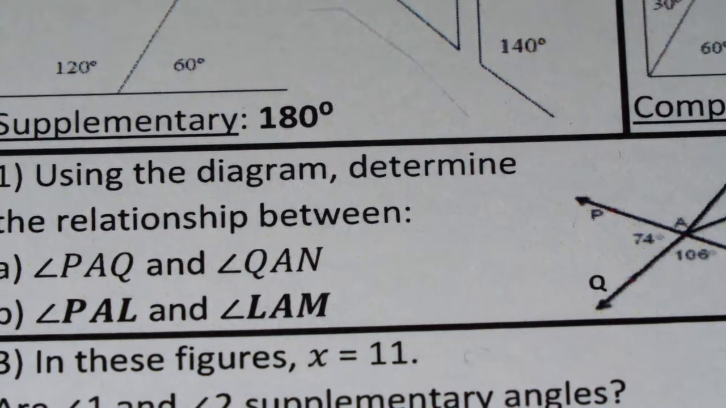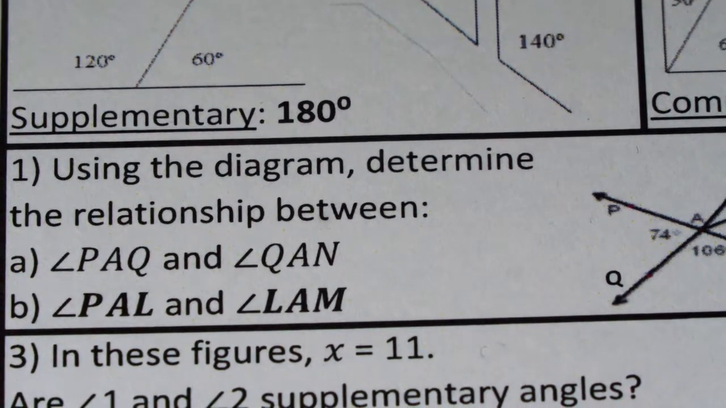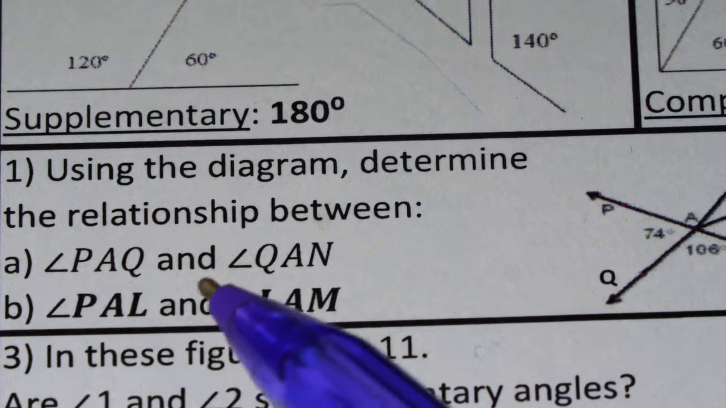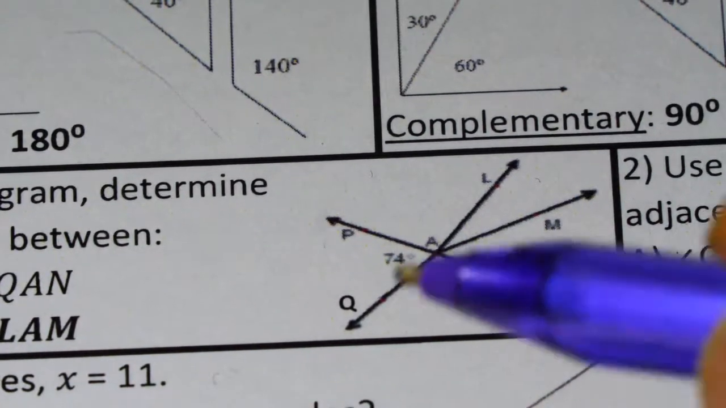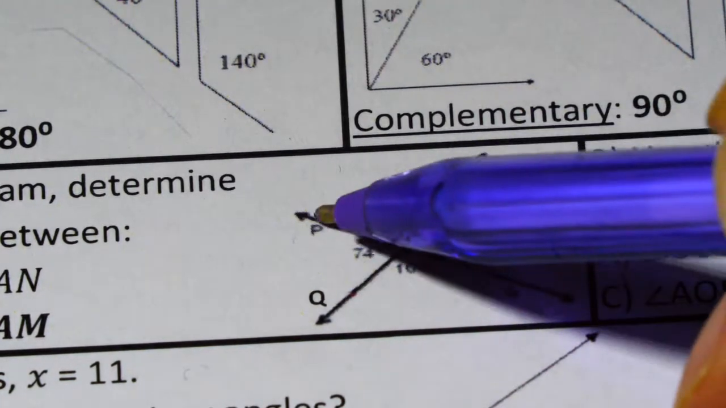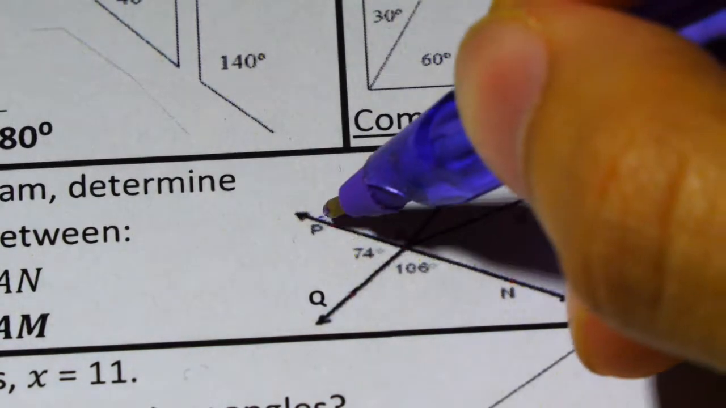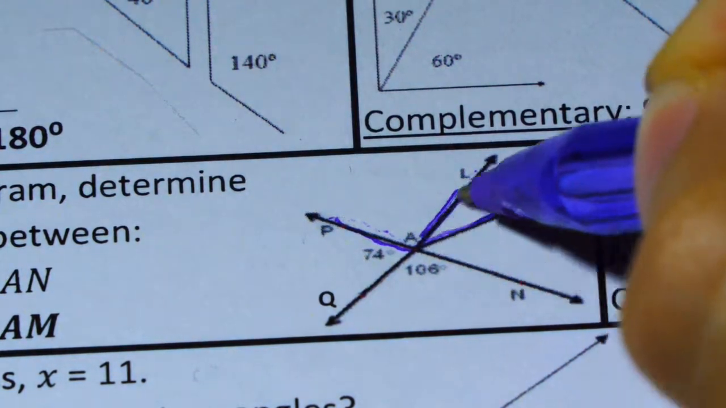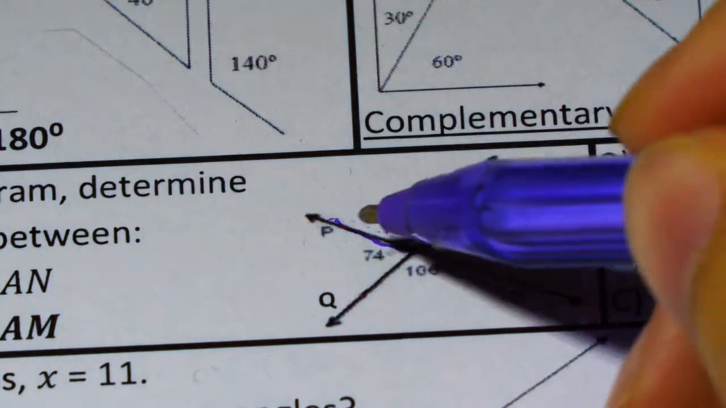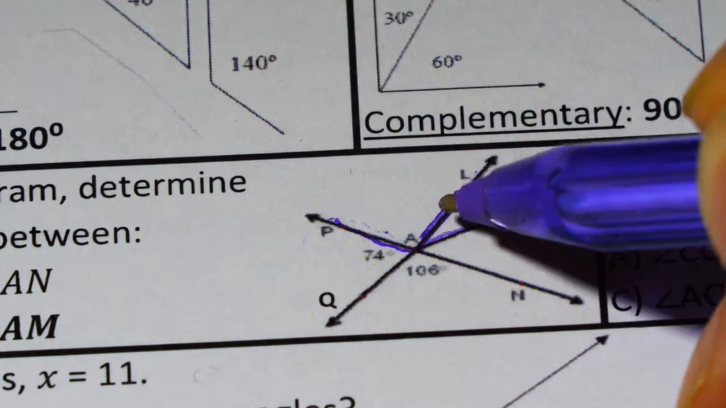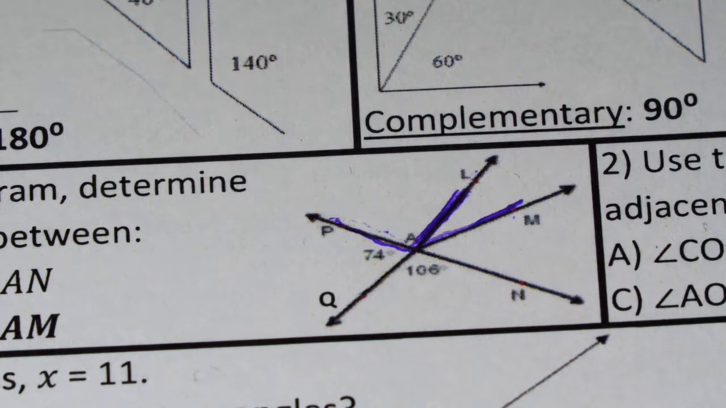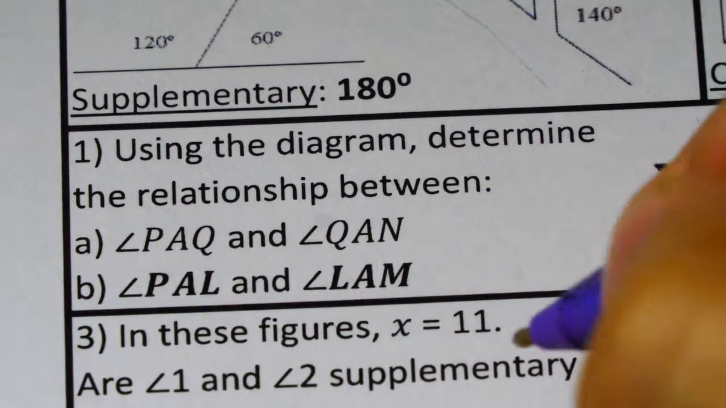Okay, so question number 1. Using the diagram, determine the relationships between. Okay, let's do question B first. Angle PAL and LAM. PAL is here and LAM is here. So if you see PAL and LAM, they are both sharing the same line here. This means they are adjacent. They are next to each other.